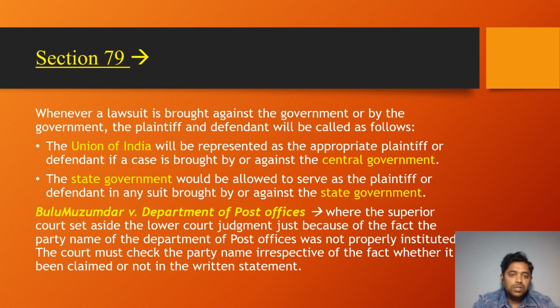Coming to Section 79, whenever a lawsuit is brought against the government or by the government, the plaintiff and defendant will be called as follows. The Union of India will be represented as the appropriate plaintiff or defendant if a case is brought by or against the central government. The State government would be allowed to serve as a plaintiff or defendant in any suit brought by or against the state government.